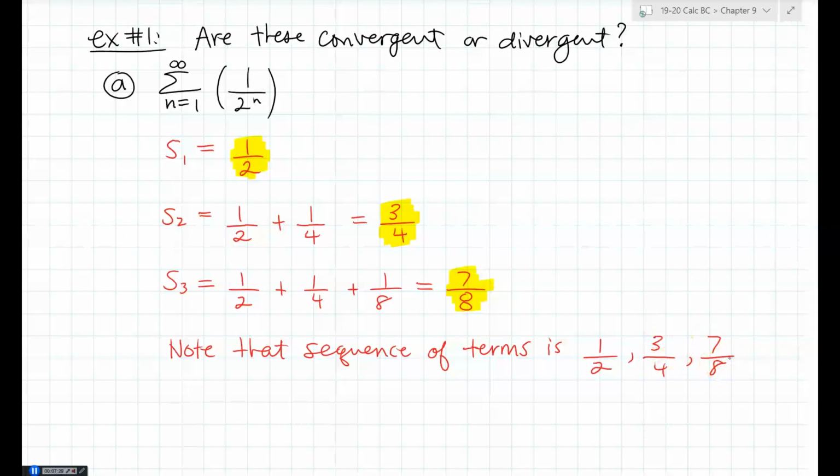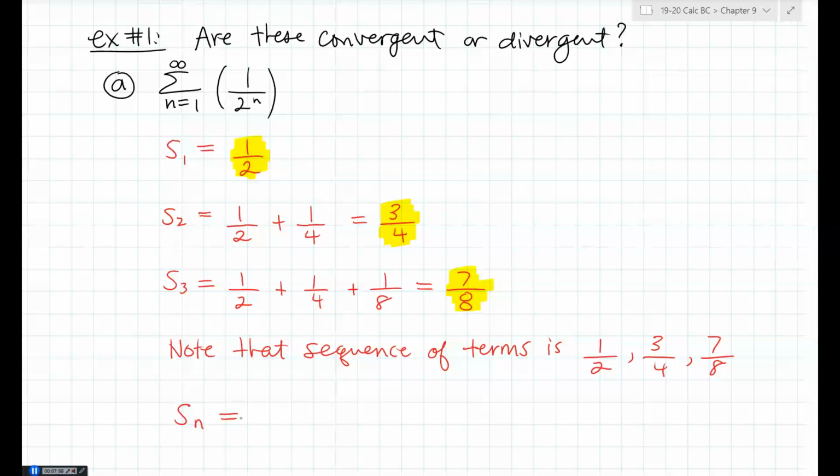So if I want to represent this as the nth partial sum, how do I write that? So I got a 1/2, a 3/4, a 7/8. Well, I do notice that the top parts are only odd numbers, right? But they are missing a 5. We just kind of skipped the 5.